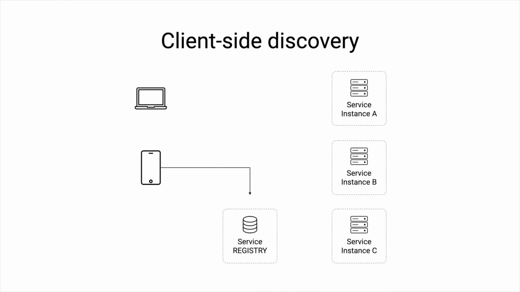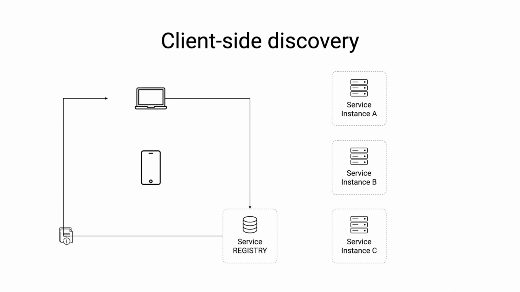When using the client-side discovery pattern, the client is responsible for fetching the network locations of the available services by querying the service registry. It allows the client to make application-specific decisions by load balancing requests across them using algorithms like round robin, for example.